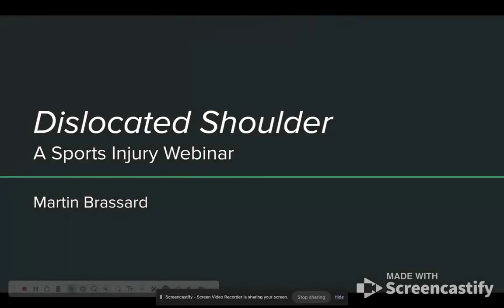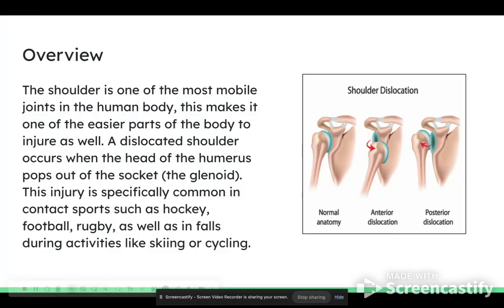Today we'll be exploring one of the most common and painful injuries in sports, the dislocated shoulder. In just a few minutes, we'll look through the anatomy involved, what causes it, the possible complications, and how athletes recover and get back into their game.